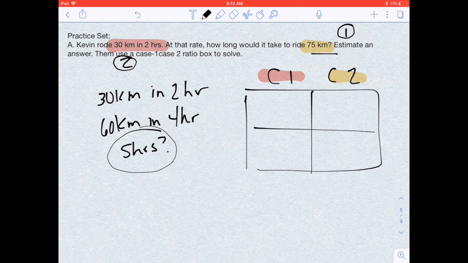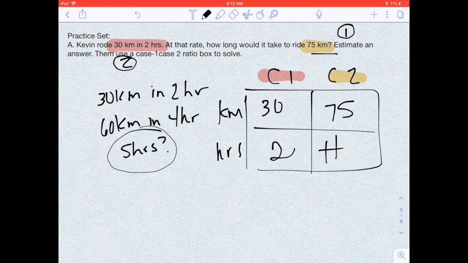So it says he rode, so let's do kilometers here, and then hours is over here, right? So 30 kilometers in 2 hours. And our second one is 75 kilometers in h hours. Do some nifty fractions: 30 over 2 equals 75 over h.